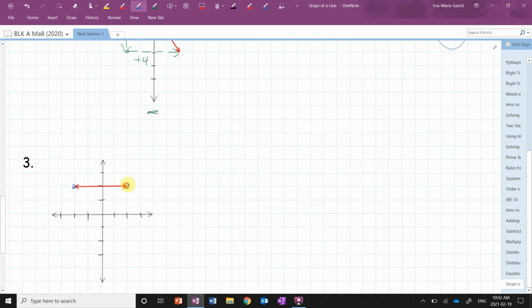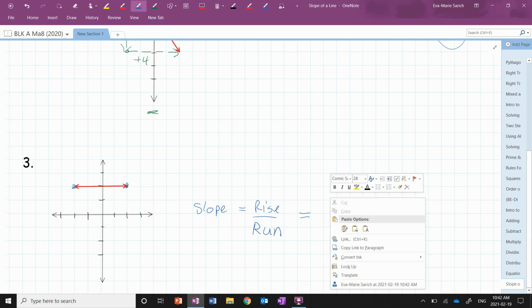So that's where we're going from left to right. So remember, slope is equal to rise over run. How much do we rise from the left point to the right point? Well, we don't go up at all, or we don't go down at all. So in fact, our rise is 0.